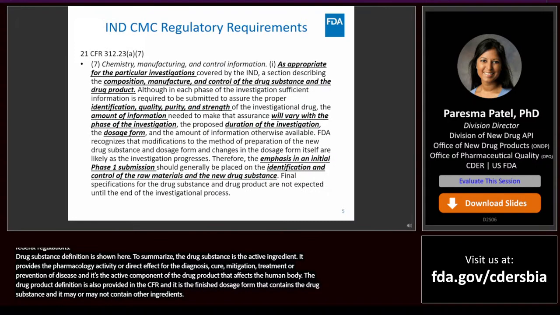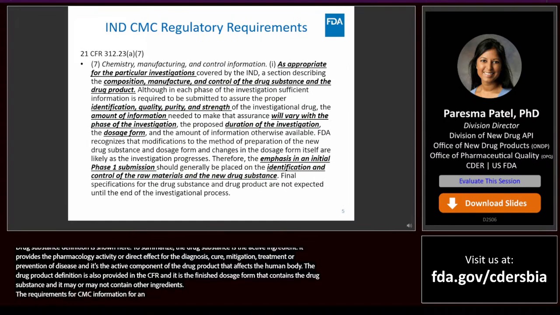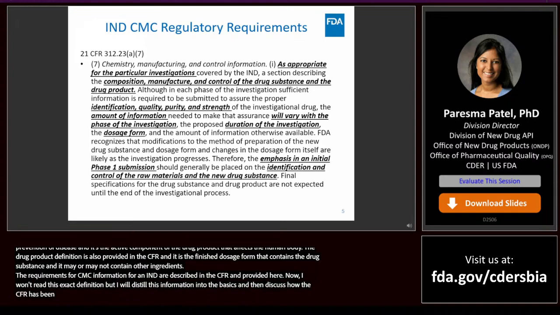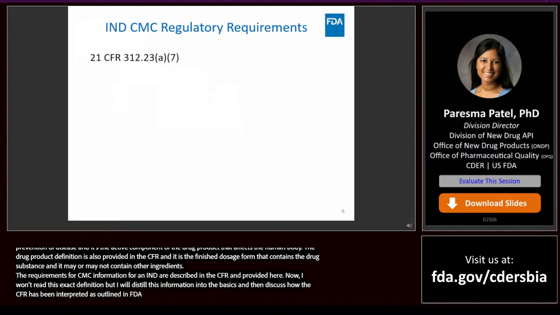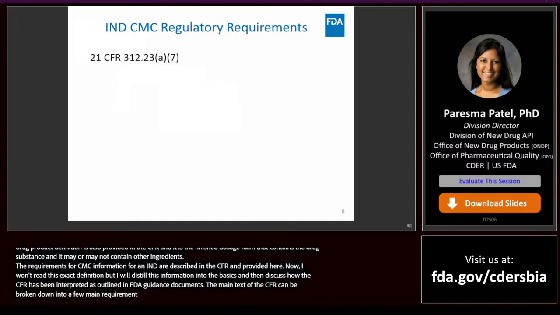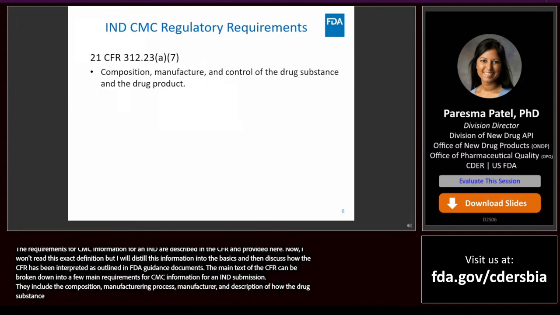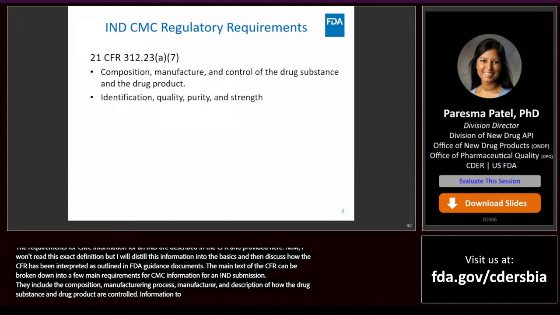The requirements for CMC information for an IND are described in the CFR and provided here. Now, I won't read this exact definition, but I will distill this information into the basics and then discuss how the CFR has been interpreted as outlined in FDA guidance documents. The main text of the CFR can be broken down into a few main requirements for CMC information for an IND submission. They include the composition, manufacturing process, manufacturer, and description of how the drug substance and drug product are controlled. Information to assure identity, quality, purity, and strength of the investigational drug.